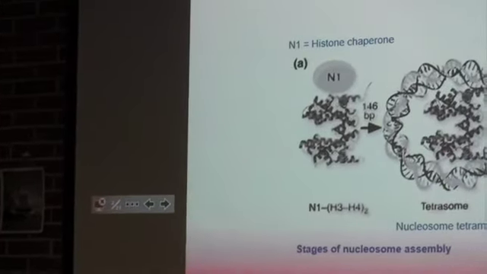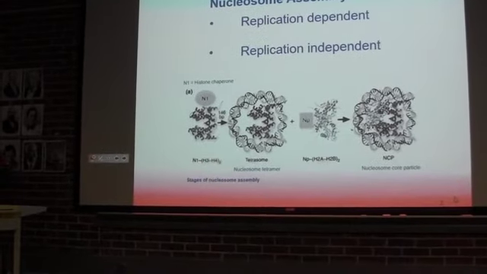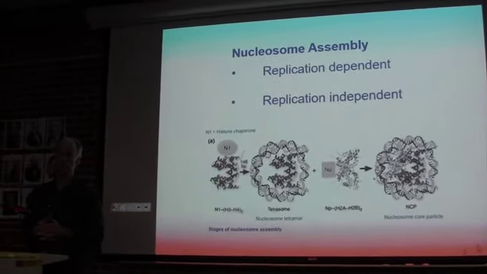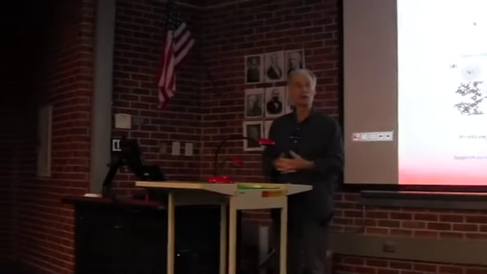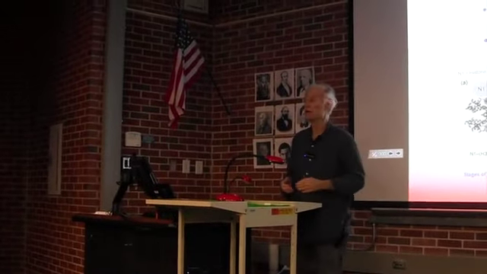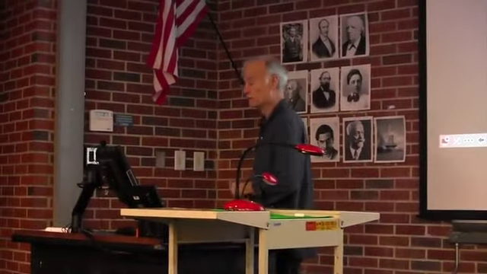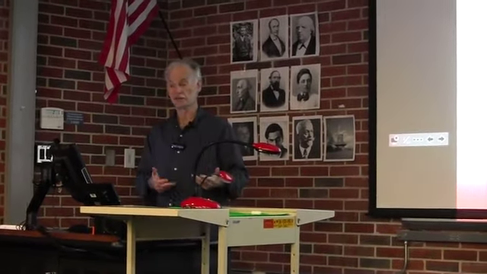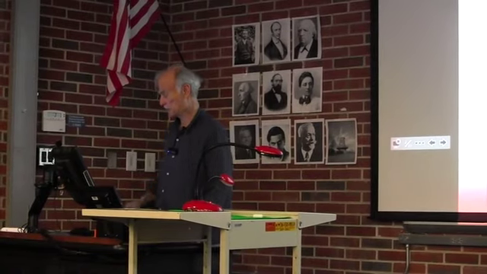Replication dependent, replication independent. What is replication independent? What would be an example? One of the major examples would be transcription. As the RNA polymerase moves along, at some point you have to bump the nucleosome off. And this can happen in vitro. RNA polymerase doesn't need any assistance. But in vivo, it's facilitated and made much easier and smoother with chaperones.